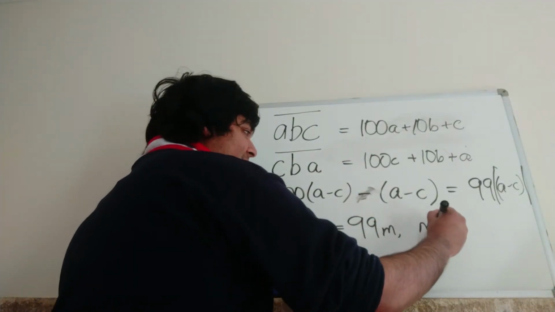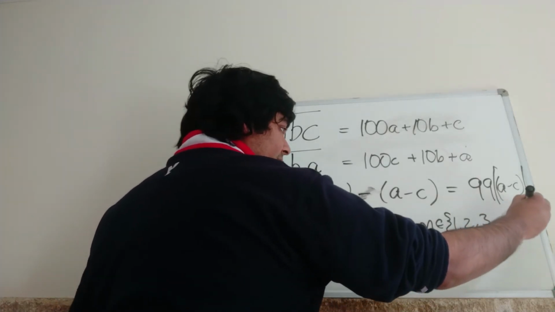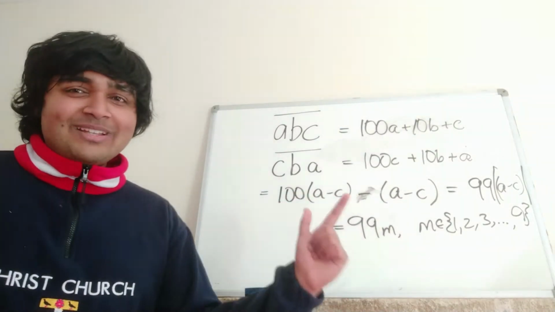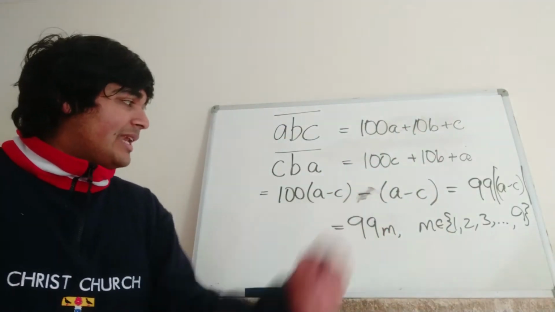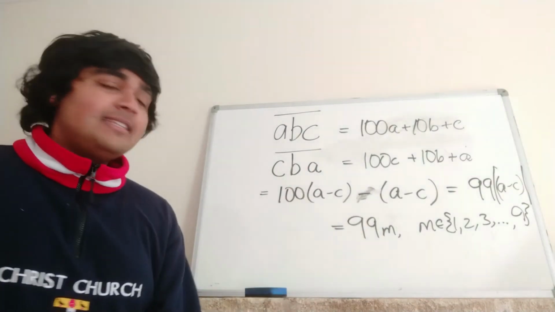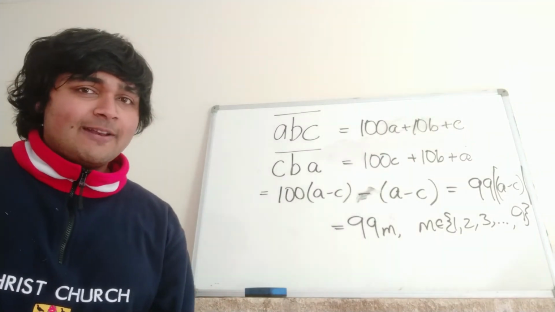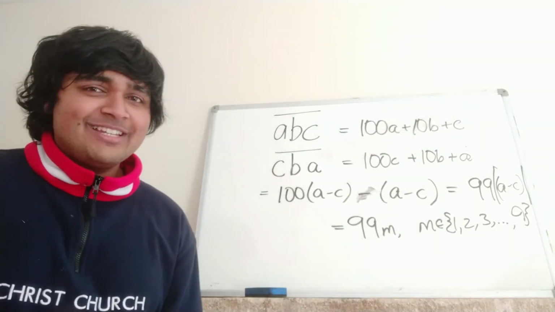Now M is just some number in the set 1, 2, 3, all the way up to 9, so a positive integer between 1 and 9 inclusive. So that's a long-winded way of saying that once we've done the first two steps of this magic trick, what we're left with is 99 times M, where M is some small positive integer between 1 and 9. Okay, let's move on to the next step of the magic trick. Let me clean up the whiteboard and we'll continue.